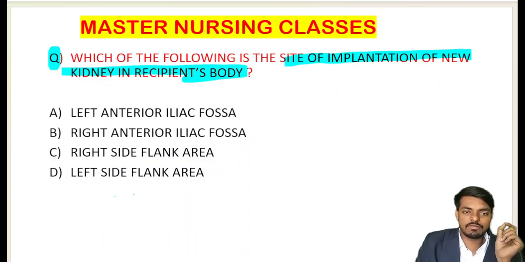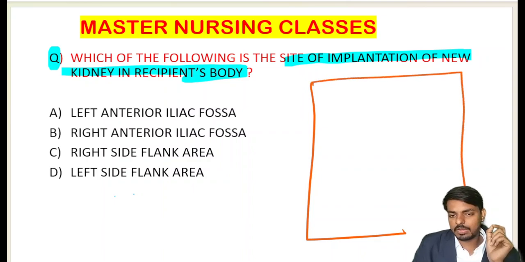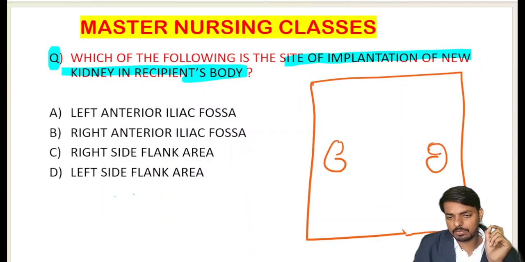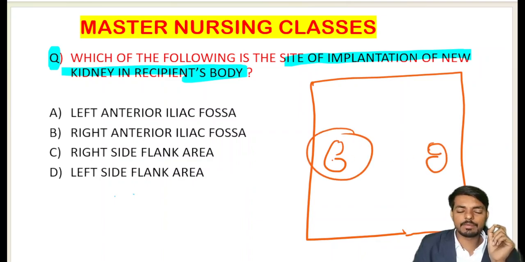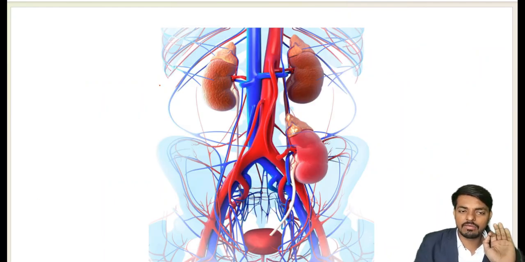As all of you know, consider this as a person's abdominal cavity. Here, retroperitoneally, we have the two kidneys, the right kidney and the left kidney. Some people have the mindset that we will remove the diseased kidney and in the same place we will place our new kidney. It is not like this, students. It is like this. Okay, very important.